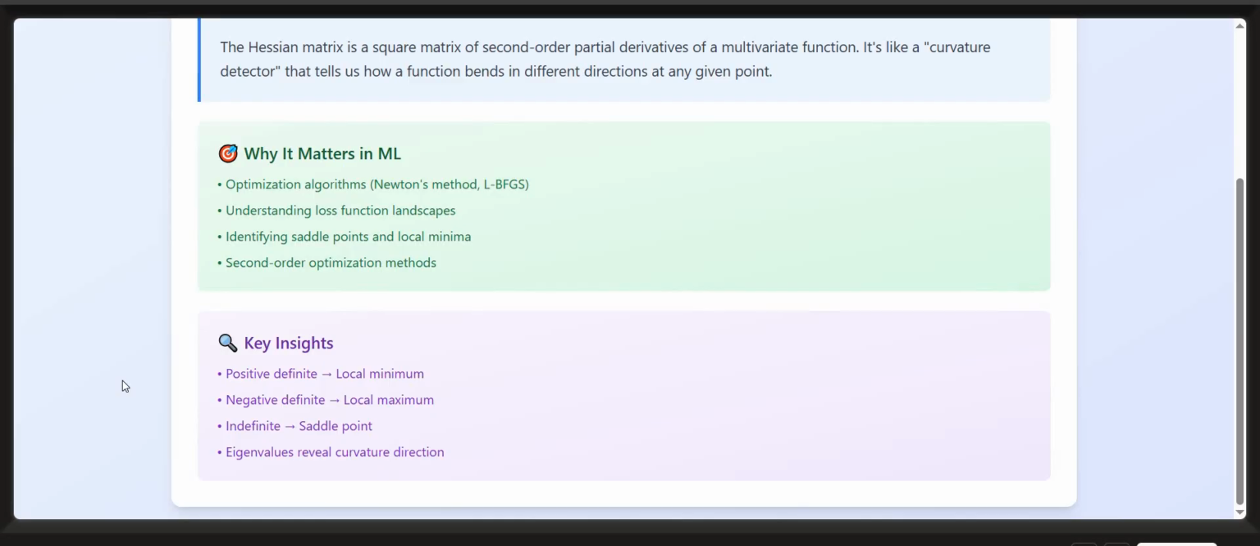And lastly, the eigenvalues themselves, they give us more than just sign. They show us how strong the curvature is in each direction. So not just whether it curves up or down, but how sharply. And that's okay, I hope.